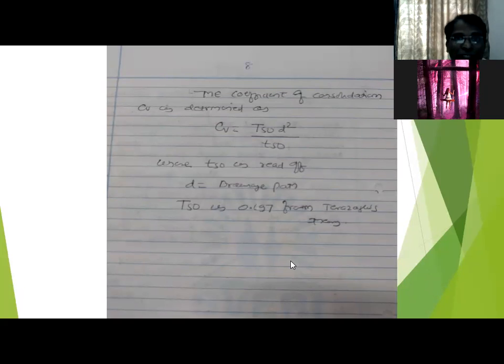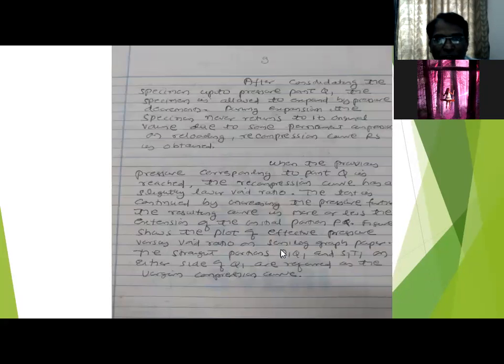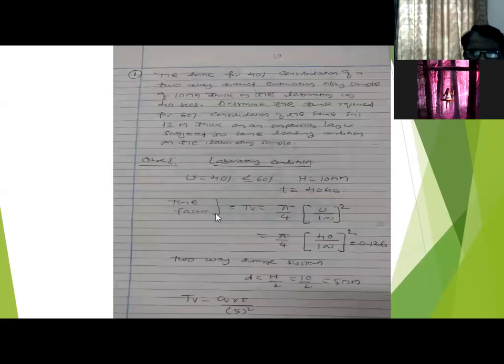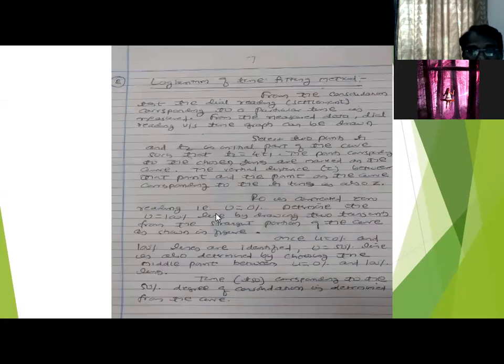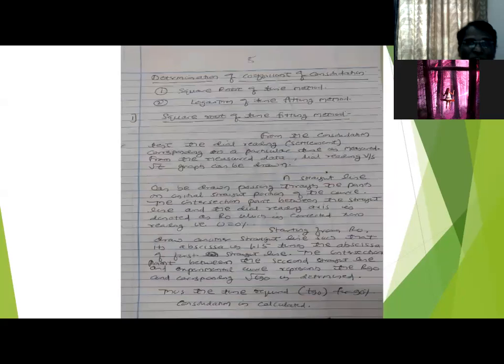So this method is called the logarithmic fitting curve method. After consolidation, the specimen details, you can read ahead, not that important. So these are the two methods by which we can find the coefficient of consolidation.